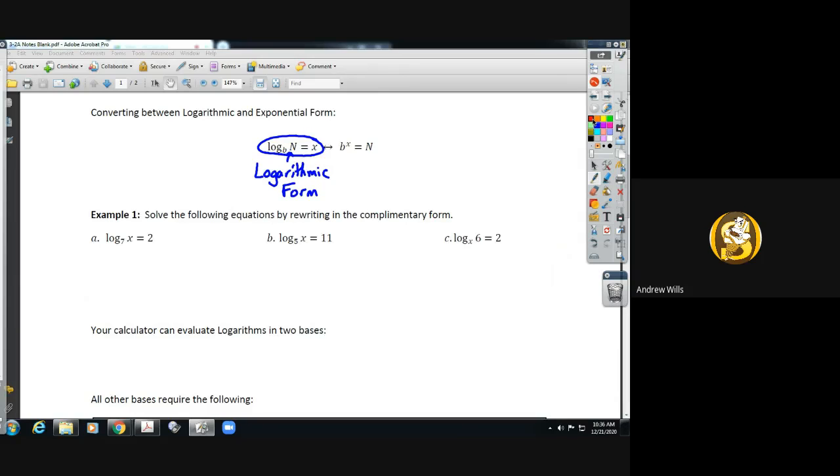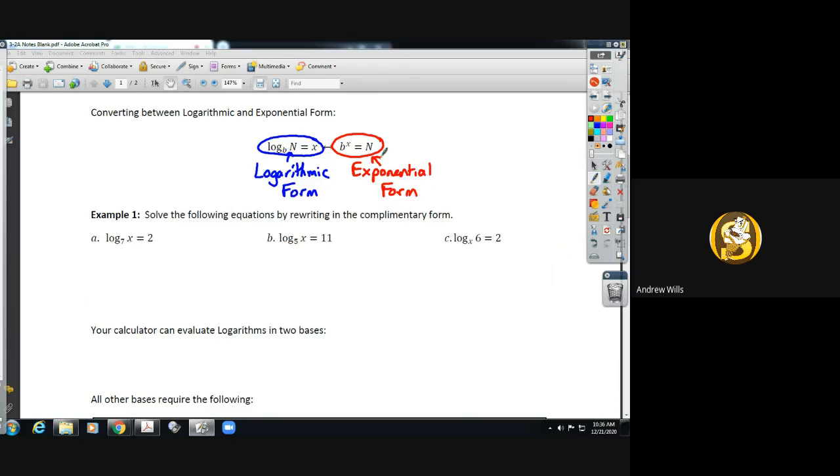And on the right, we have the exponential form. These two equations are identical. They're just written in two different forms. They are equivalent. They mean exactly the same thing. B is the base, x is the exponent, and n is the numerical value of b to the x. So b is the base, n is the numerical portion, and x is the exponent.